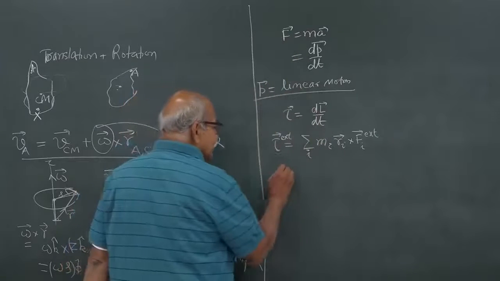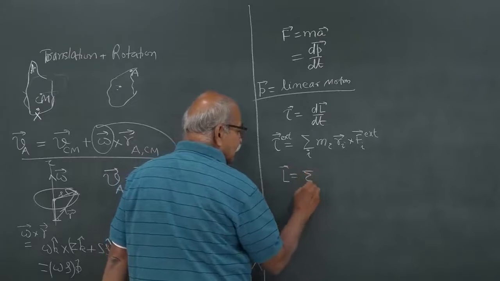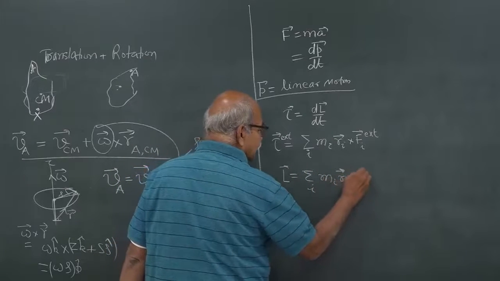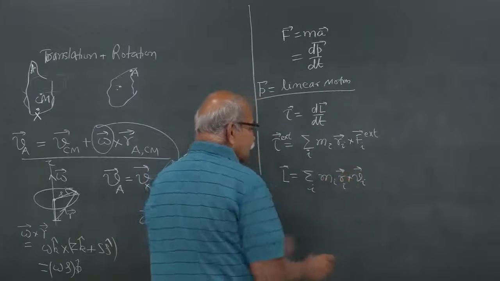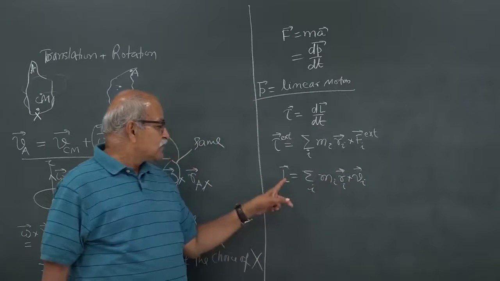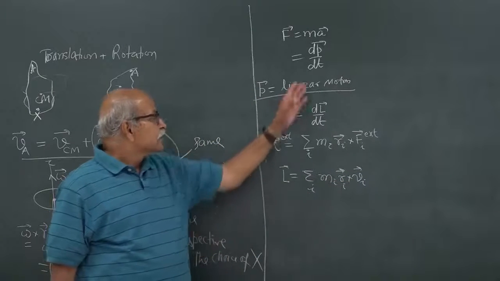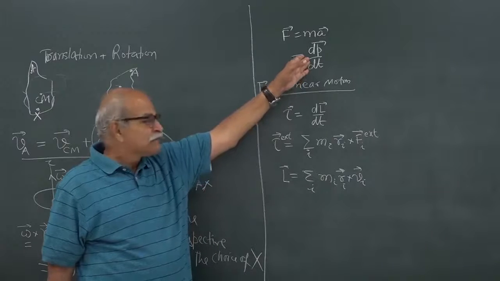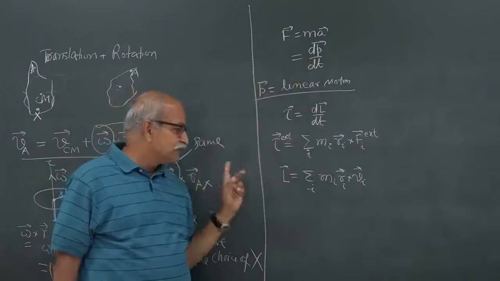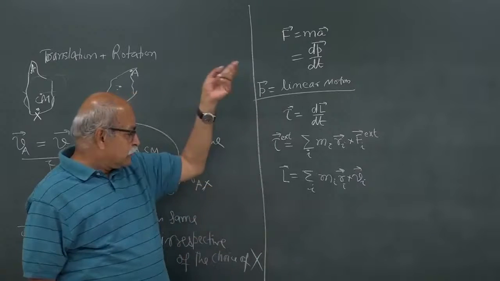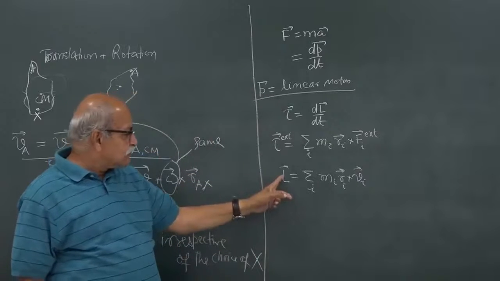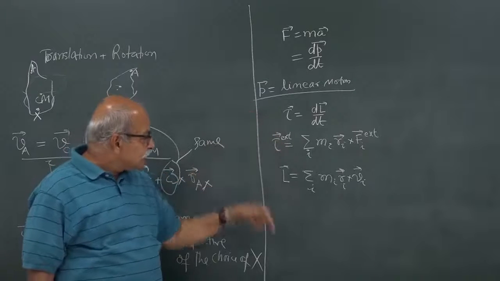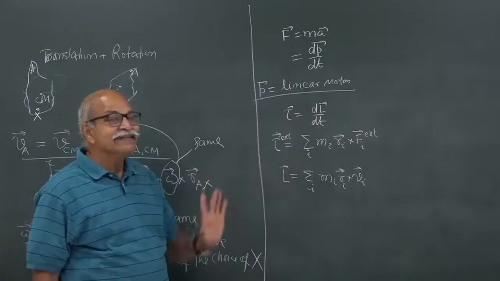The angular momentum L is the summation over i of m_i r_i cross v_i, or r_i cross p_i. This also depends on the choice of the origin. That is not the case here. Linear momentum of a particle does not depend on the choice of the origin, but angular momentum, yes. So, be very careful. The angular momentum has to be calculated about that point, and the torque has to be calculated about that same point, and then torque is dL/dt.